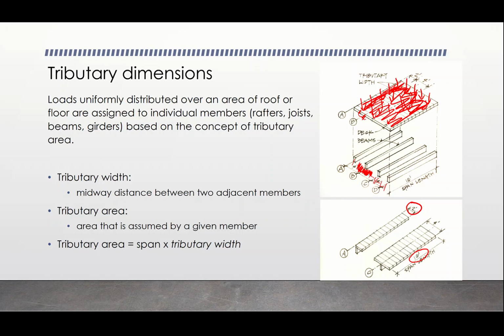And that is why for B and for C, it's the same thing. Between B and C, and in between C and D, both the beam at B and the beam at C have a tributary width of 4 feet. Okay, so B and C would have the higher loading for this decking because they're in the middle, because they're in charge of more of the load.